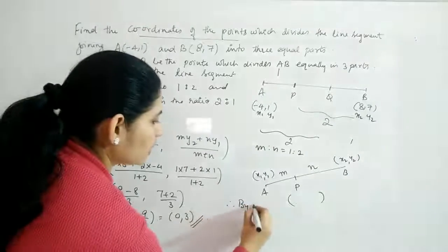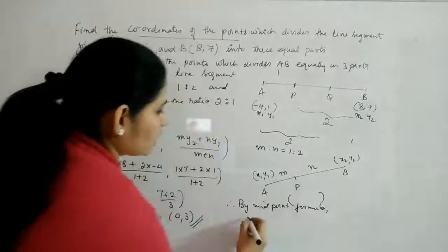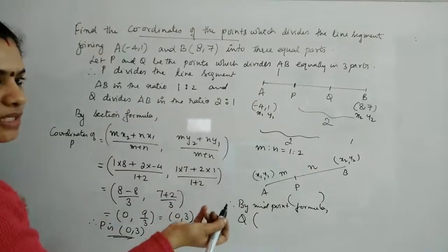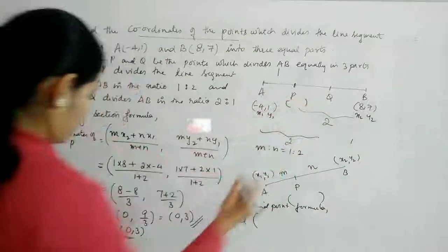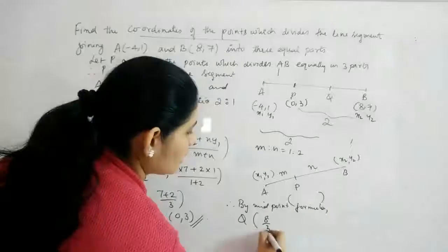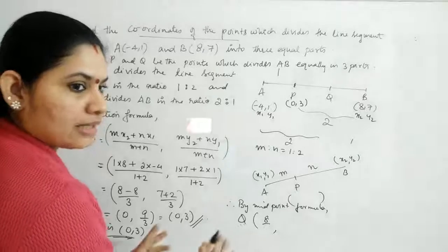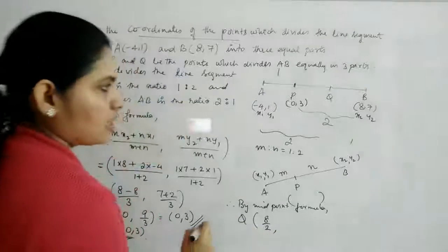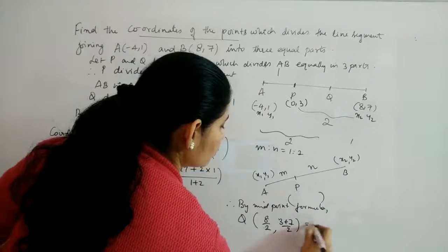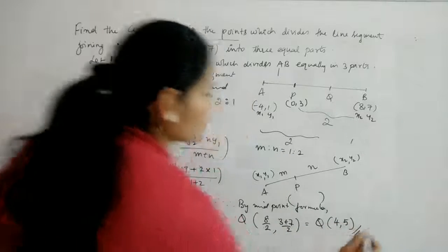So therefore, by the midpoint formula, the coordinates of Q will be what? The midpoint formula is x1 plus x2 by 2, comma, y1 plus y2 by 2. So here the x1 and y1 which you got is 0,3. P is 0,3. So you'll get 0 plus 8 by 2, comma, 3 plus 7 by 2. In the denominator it will be 2, as the ratio is 1:1. So Q is 4, comma, here you will get 10 by 2 which is 5. So Q is 4, 5.